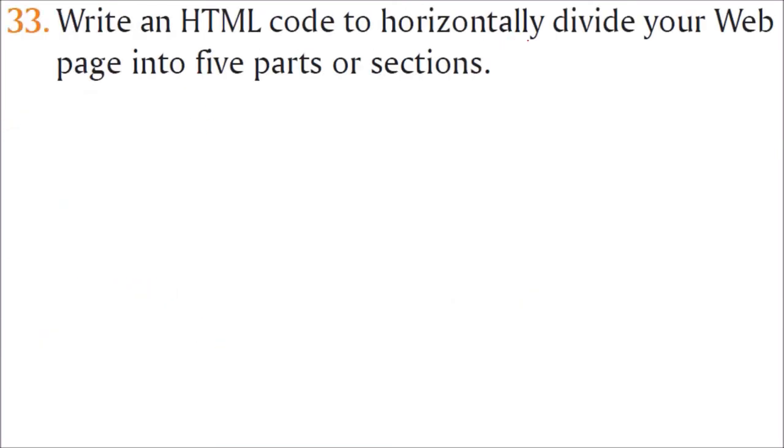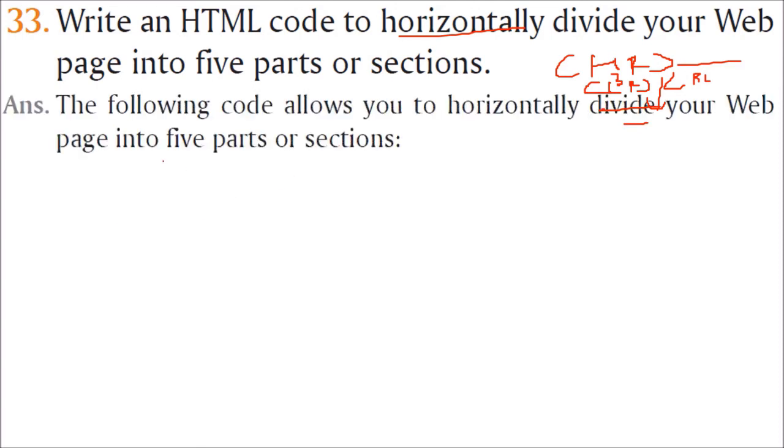HTML code to horizontally divide your web page into 5 parts or sections. So first of all, to divide we have to use HR. This will be a one rule or one line. Then give some breaks so that it becomes a section, some breaks. Then again HR, then again HR. So this HR will come 5 times.